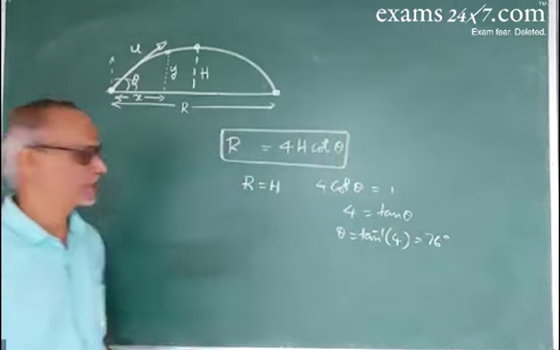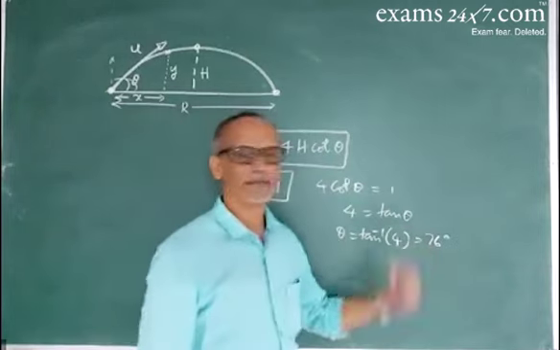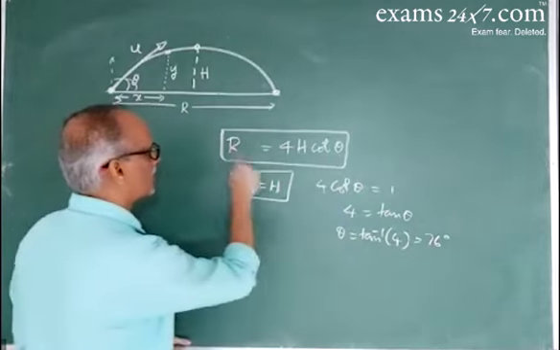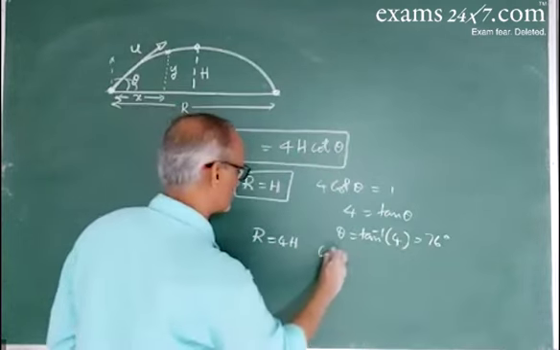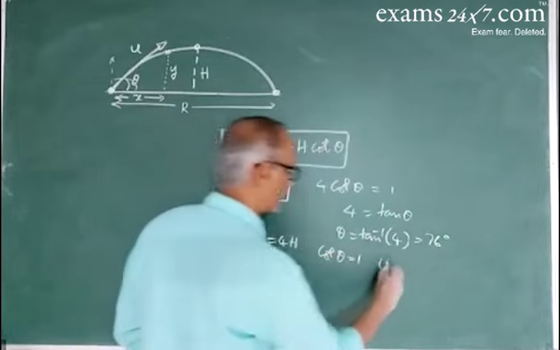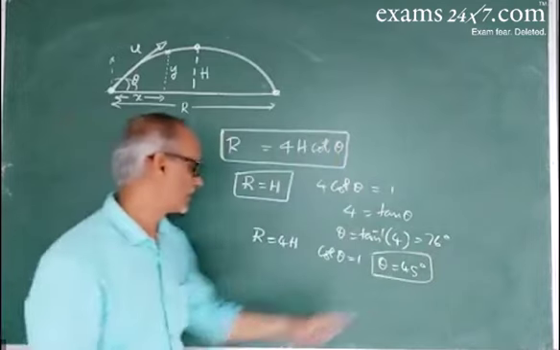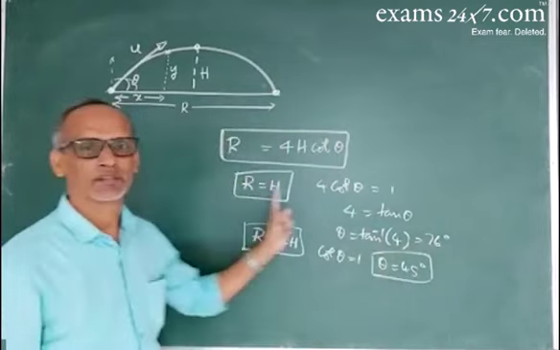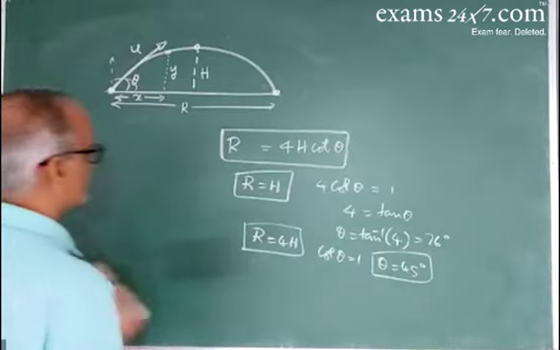So this is one of the special cases which you can remember, that range is equal to the height only at an angle of 76 degrees. Then R is equal to 4h when cot theta is 1. And cot theta is equal to 1 when tan theta is equal to 1, or when theta is equal to 45 degrees. So when theta is equal to 45 degrees, range is equal to 4h, and when theta is equal to 76 degrees, the range is equal to the maximum height reached by the projectile.